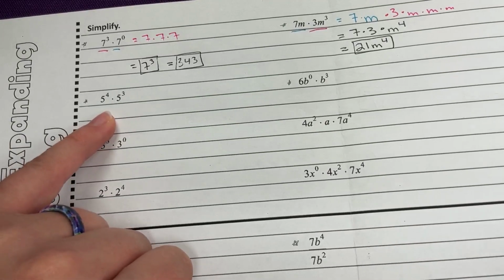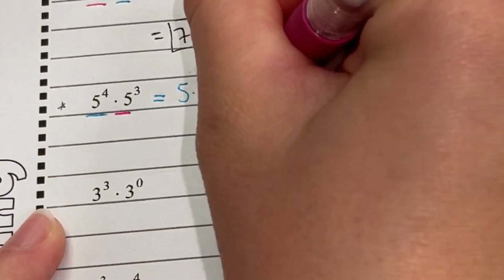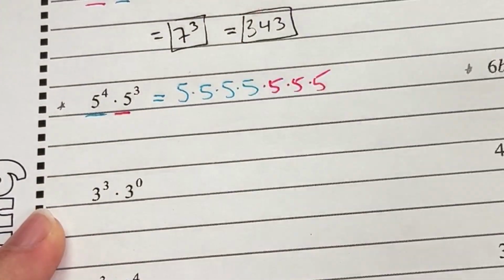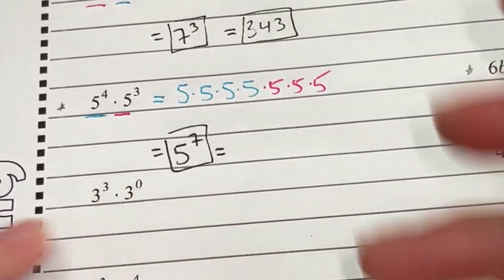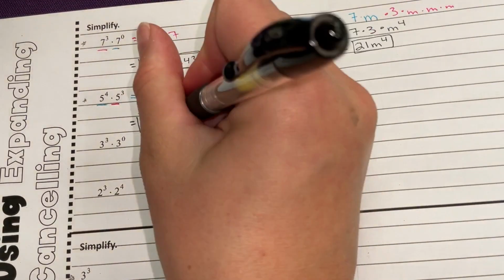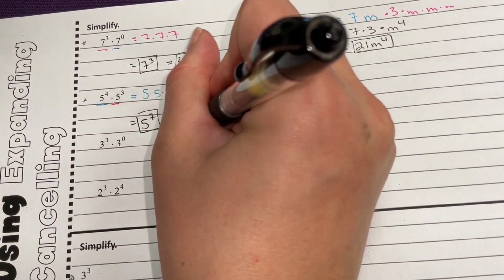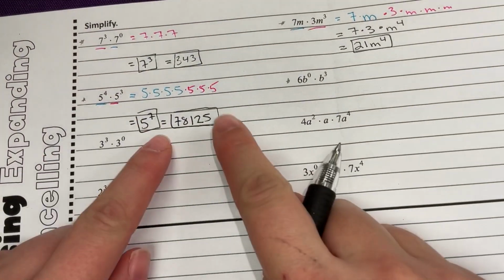Okay, the next one here, we have 5 to the 4th, so that means we're multiplying by 5 four times, and then we have 5 to the 3rd, which means we're multiplying by 5 three times. All together, we have 5 to the 1, 2, 3, 4, 5, 6, 7, 5 to the 7th. That's a good answer, but you should also remember how to figure out 5 to the 7th in your calculator, and it's a stupid big number of 78,125. Okay, so once again, you got to be able to do both.